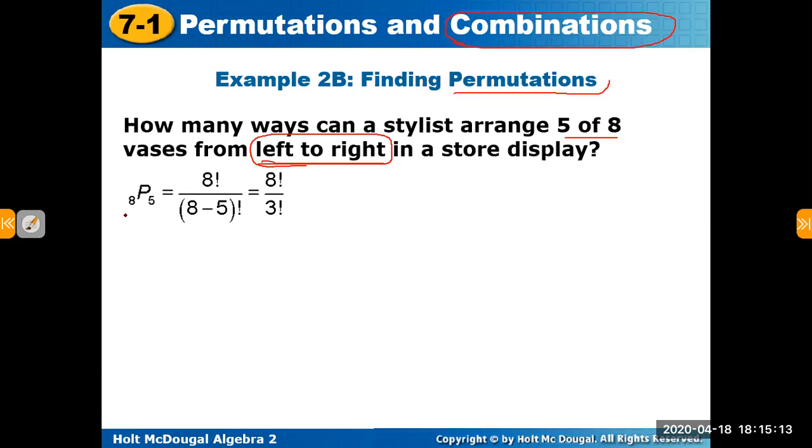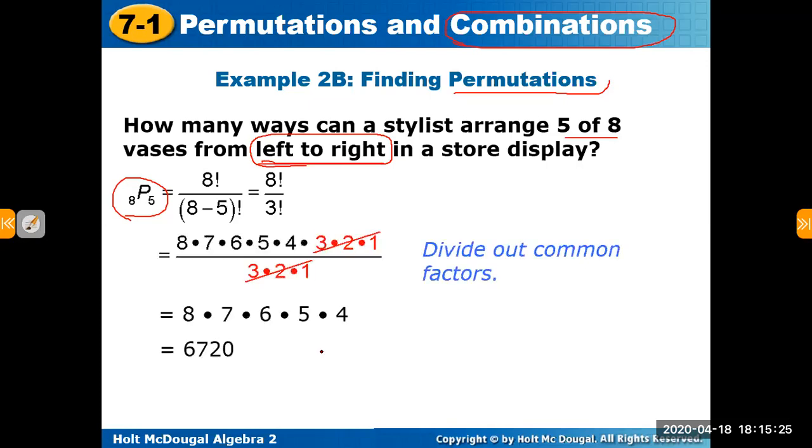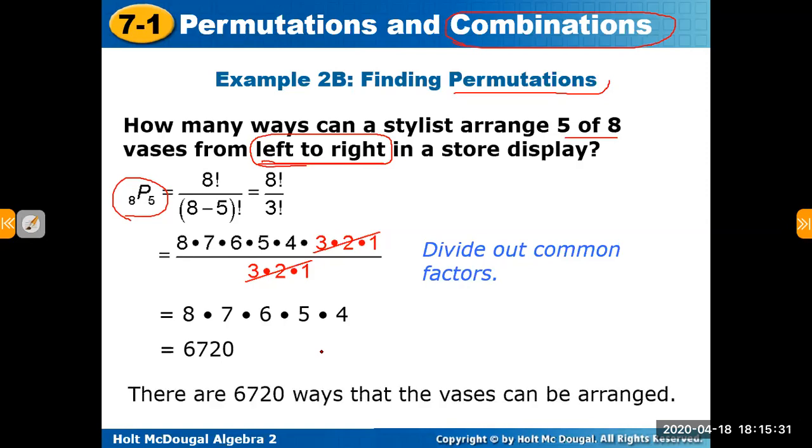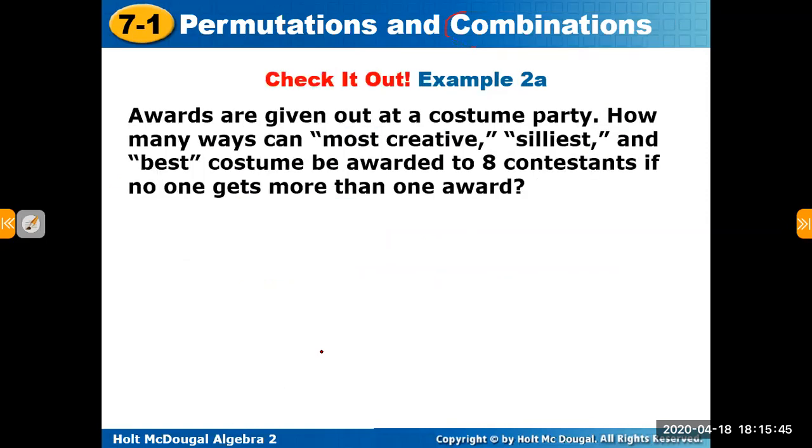We will use 8P5, which is 8 factorial divided by 3 factorial. And the answer is 6,720 permutations. So there are 6,720 ways that the vases can be arranged. We are choosing 5 vases out of 8, and it's a permutation question.